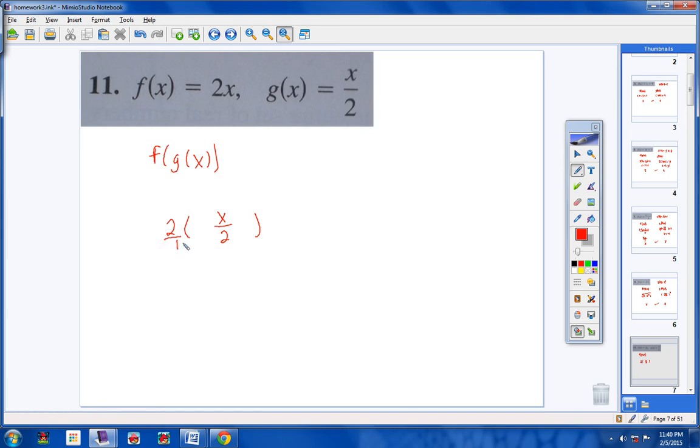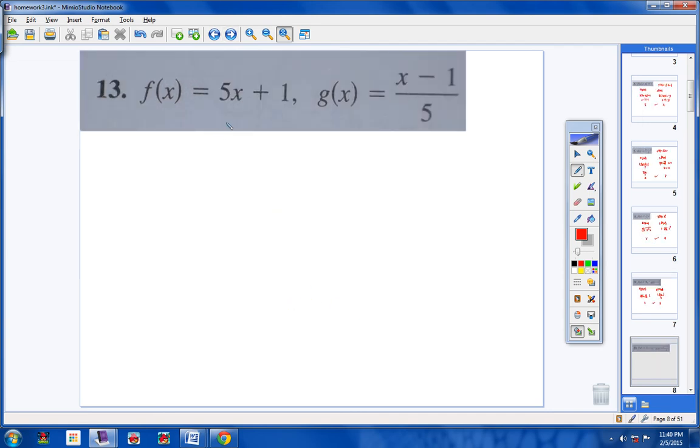2 over 1. 2 over 1 times x over 2. Your 2's cancel, leaving you with x. Now let's find g of f of x. Alright, here we go. Take your g function. Where there's an x, you put a big parentheses. Now pick up your f function and put it right here. 2x over 2. Your 2's cancel, leaving you with x.